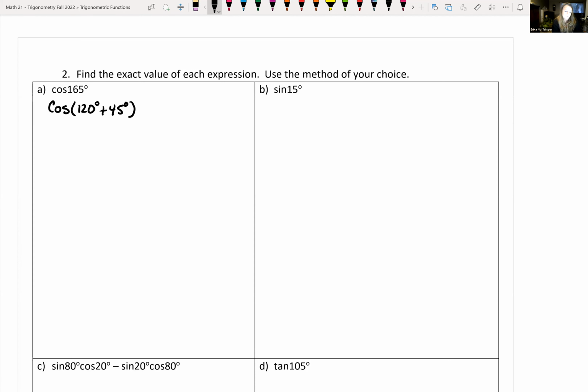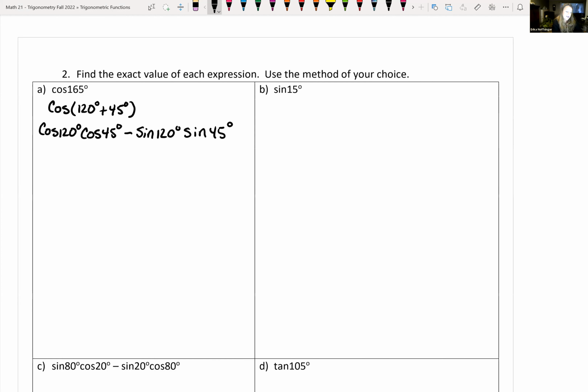So now I can use my formula for the sum of 2 angles for cosine. Recall cosine is cosine, cosine, opposite angle, or sine in between the angles. Sine, sine. So this would be cosine of 120 degrees, cosine of 45 degrees, opposite sine minus sine of 120 degrees, sine of 45 degrees.